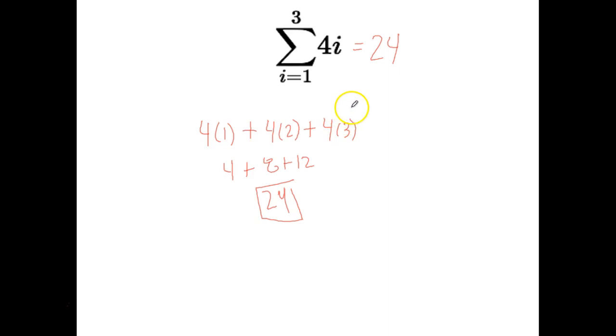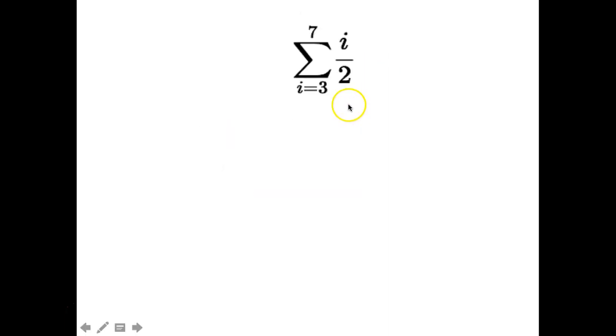Now I think the next one here is a calculator problem. Oh no, I have one more of these. Okay, we're going to start at the number 3 and we'll work our way to the number 7. So you plug in 3, you get 3 over 2 plus, plug in the next number, 4 over 2 plus, next number 5 over 2 plus, next number 6 over 2 plus, next number 7 over 2. And that's where we'd stop because it's the number on top. We went from 3 to 7.